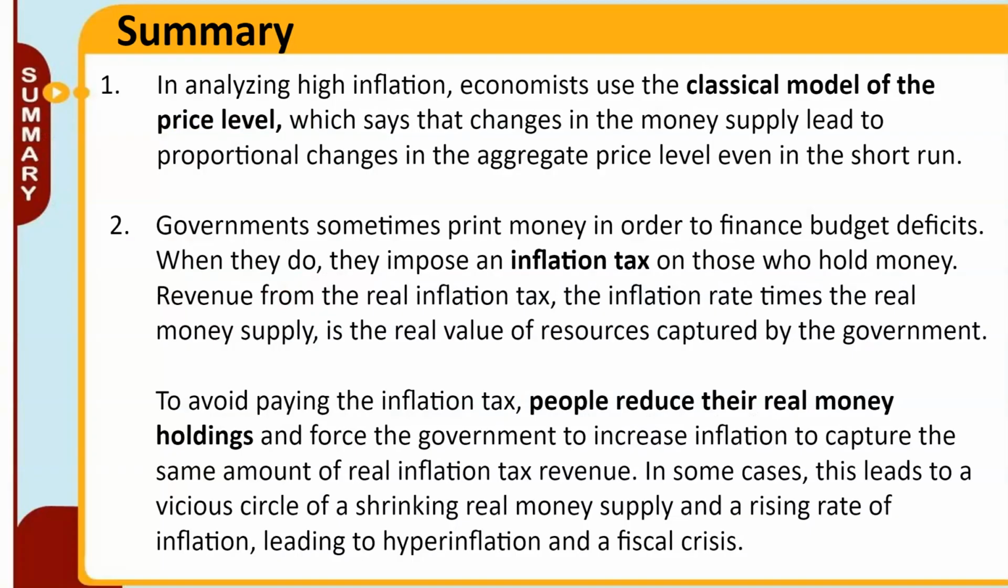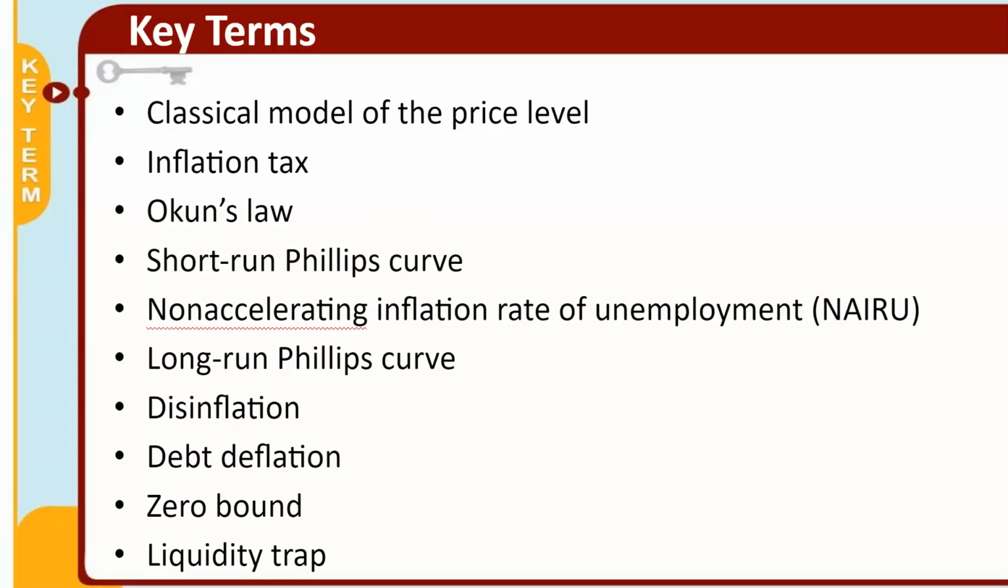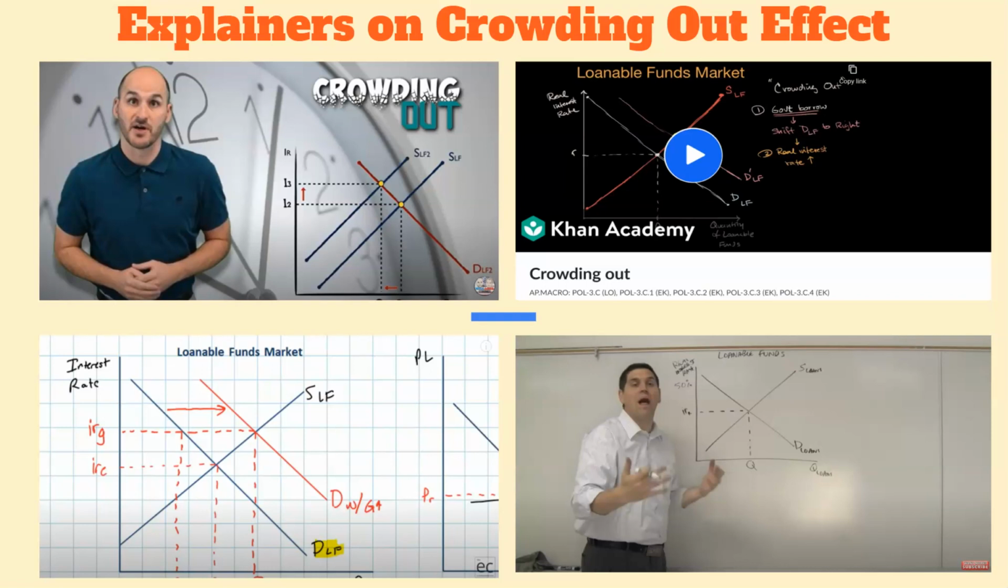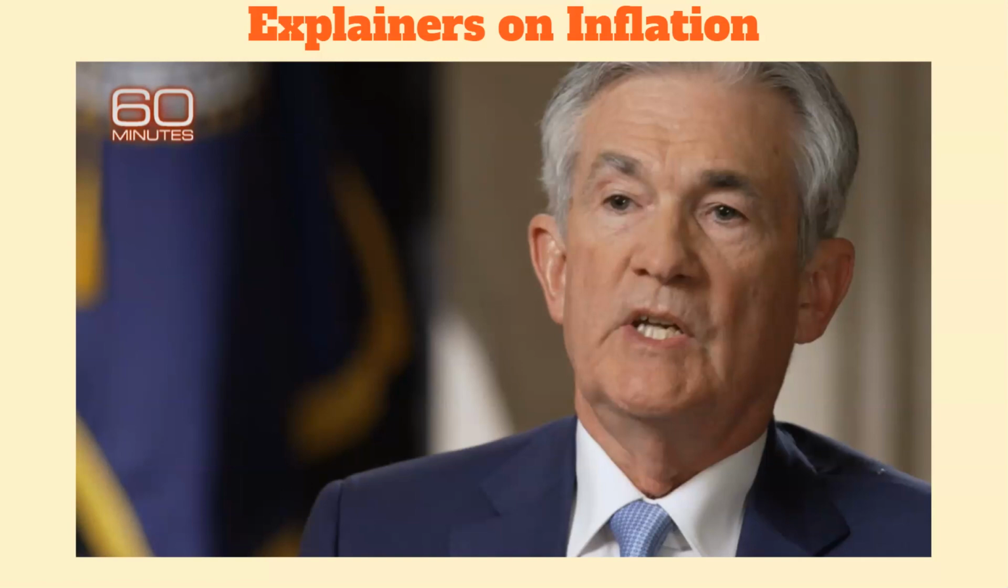There are a couple of summaries here for you to take a look at, and I encourage you to pause the video and read through those. There are also some key terms from this chapter, things that we mentioned here in terms of the inflation tax, the long-run Phillips curve, the zero bound, and the liquidity trap. Again, there are explainers on crowding out effect if you need a second opinion, as well as explainers on inflation. And then if you want to take a look at this 60 Minutes clip from the chair of the Fed, Jay Powell, talking about that 2.5% expectation rate. Again, think Fisher effect. The expectation rate of 2.5%. There's a link to it here in these slides.